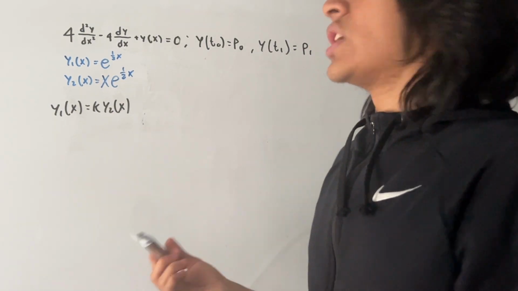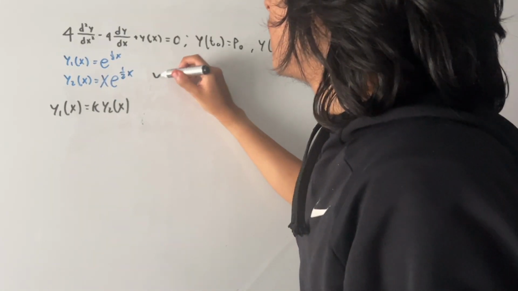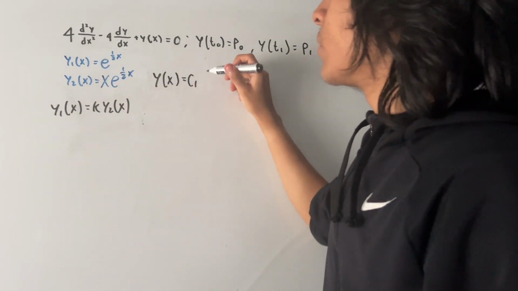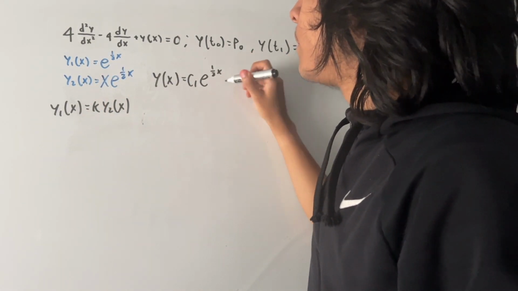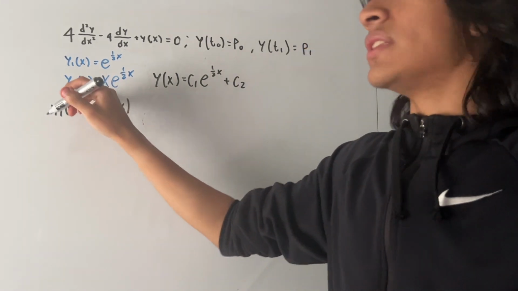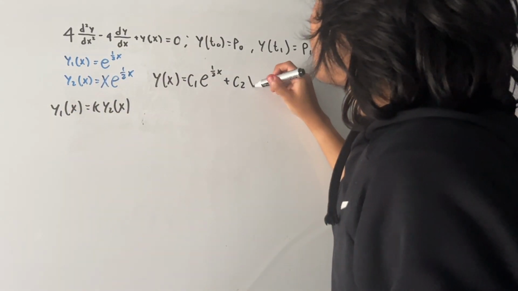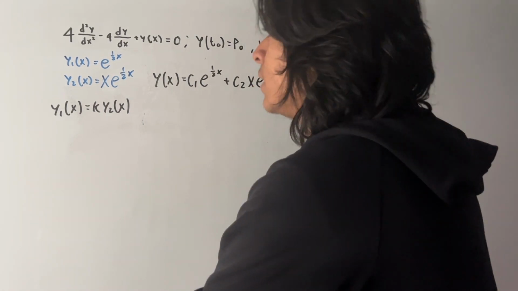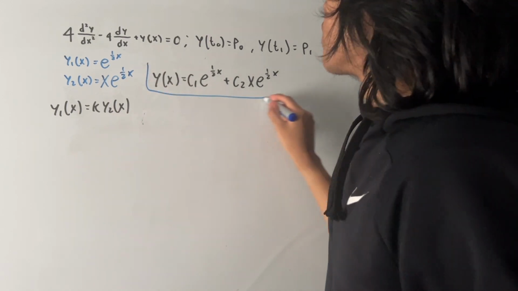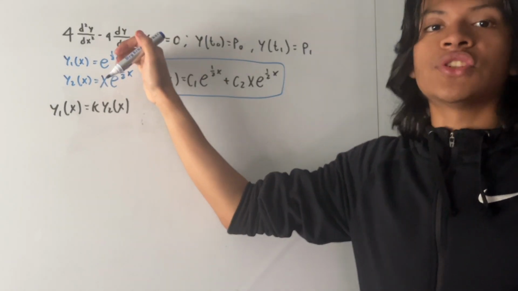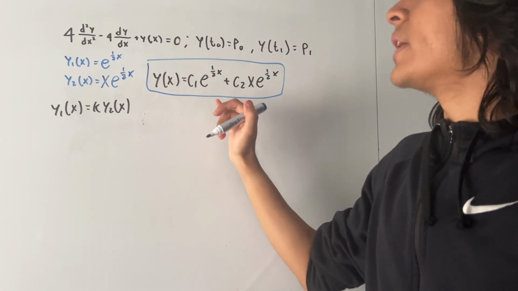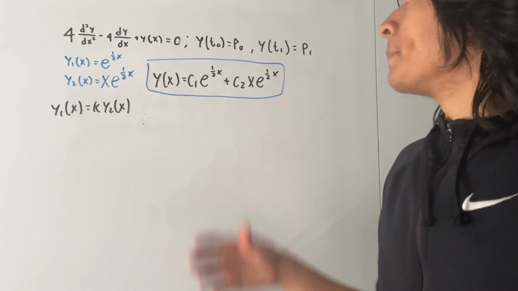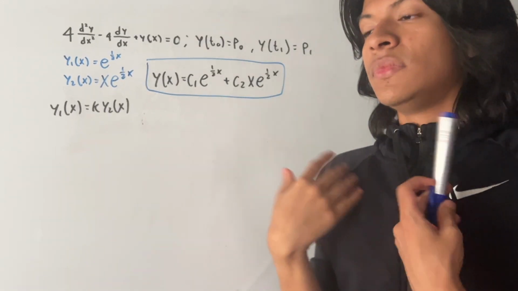So really, our general solution for this differential equation, y of x, is going to be c1 e to the 1/2 x plus c2, then we're going to have this instead, x e to the 1/2 x. So this right here is going to be our solution for this differential equation. If you want to check, just go ahead and plug this into that, and you'll quickly see how this turns out to be a solution.